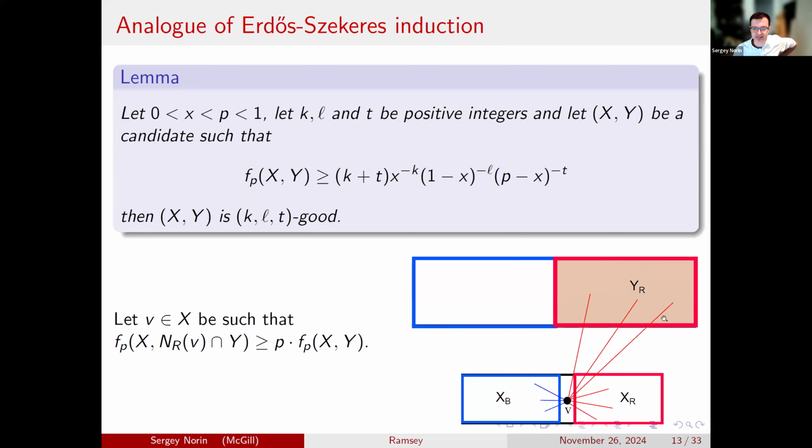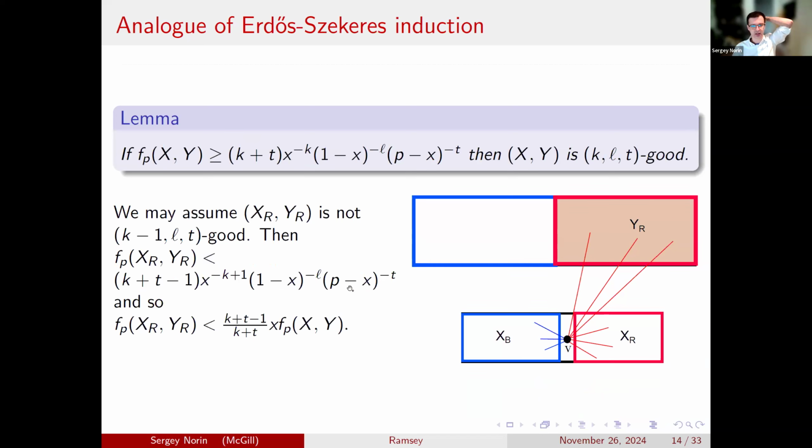So now if we restrict Y to this gold part, function FP fell by a factor only P. Now we will further try to restrict X to either blue neighborhood of V in X or red neighborhood of V in X. So in some sense, we are doing Erdős-Szekeres proof in X. So let me look at the red neighborhood of V in X.